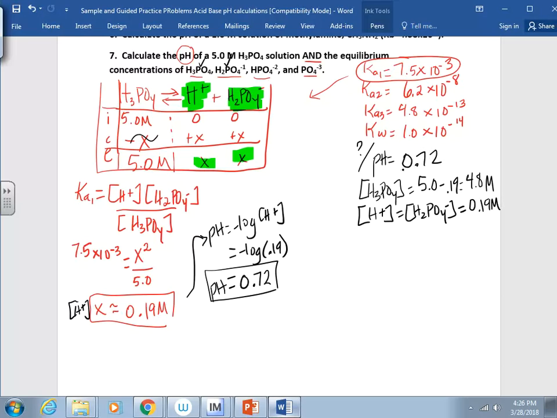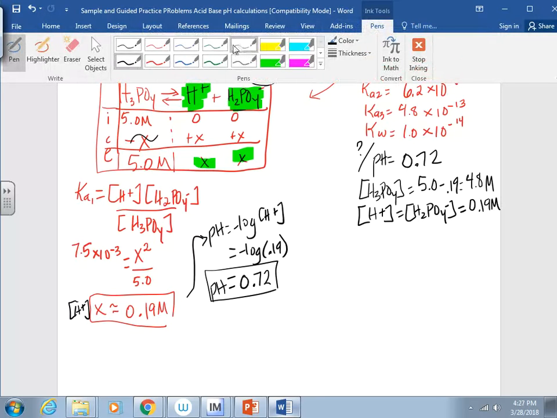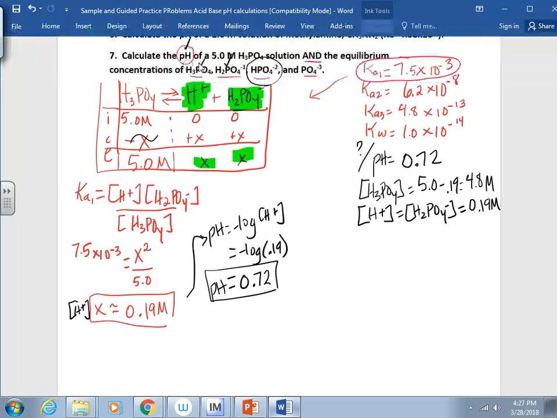Okay. So we found the pH, we found the phosphoric acid, the dihydrogen phosphate ion concentration. And so now we're going to continue on, and they want us to find the HPO4 2 minus and PO4 3 minus concentration. So to do that, we're going to ICE the problem. We're going to look at our dissociation that occurs with the HPO4 2 minus. All right, so to find HPO4 2 minus, we're going to look at that dissociation.